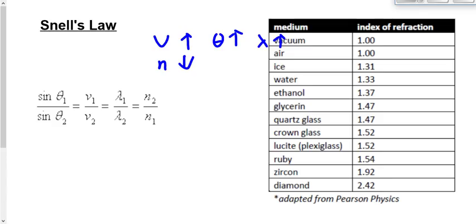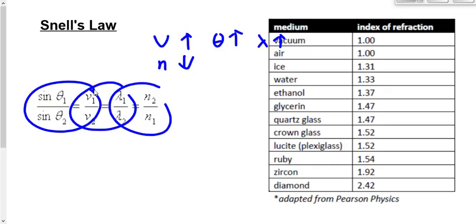You're going to use two parts of this equation, always, just two. Either these two parts, or these two parts, or these two parts, or the first part and the last part, whatever two parts seem to fit your givens the best. And that's it.